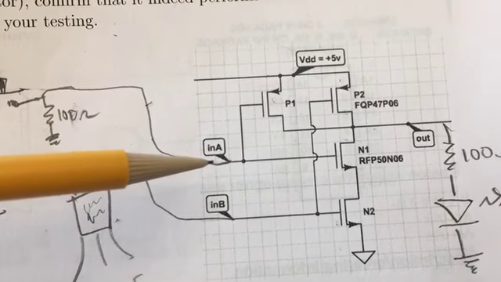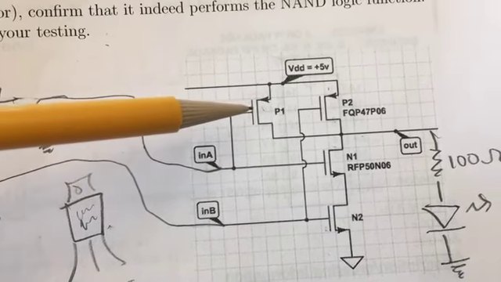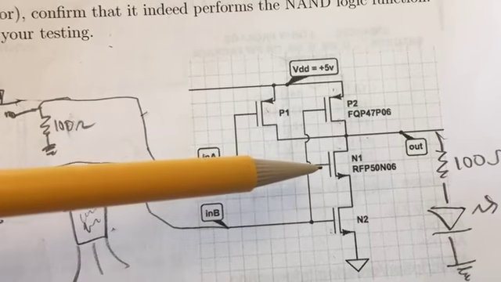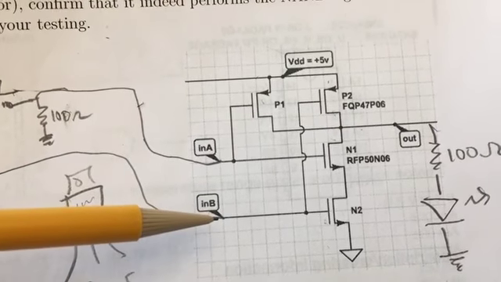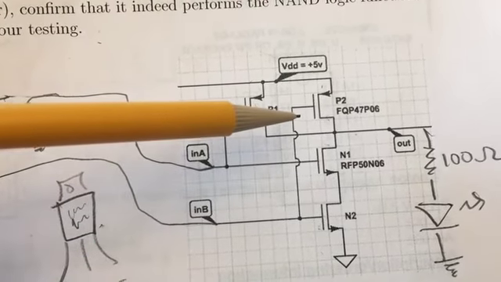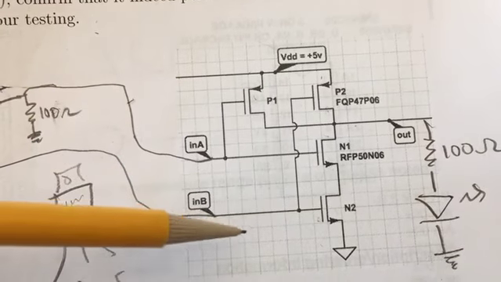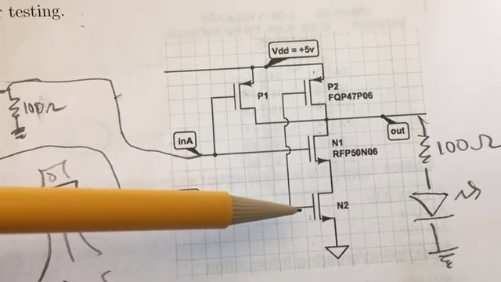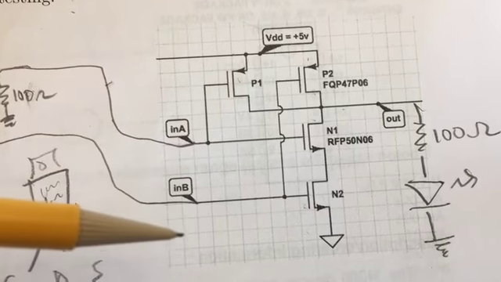Then input A goes to the gate of P1 and to the gate of N1. Input B goes to the gate of P2 and also to the gate of N2.